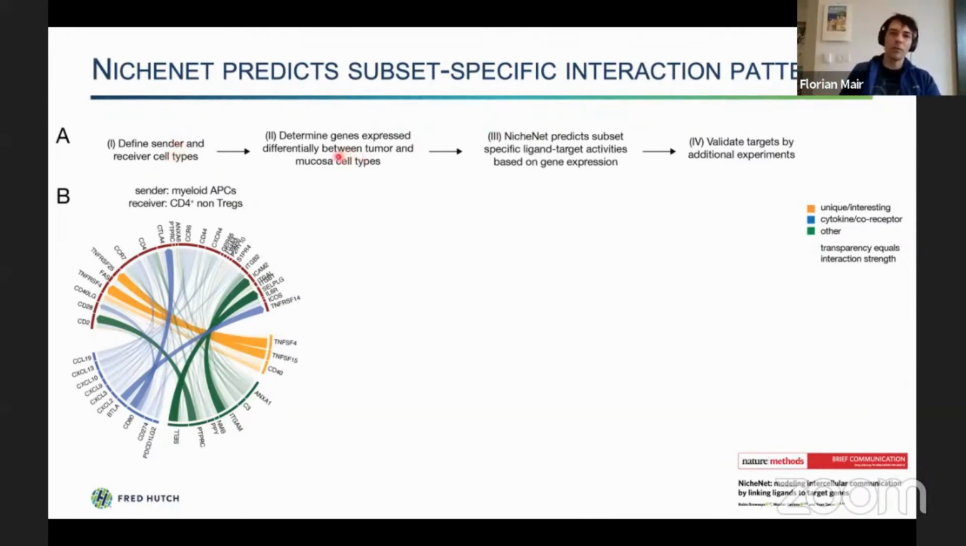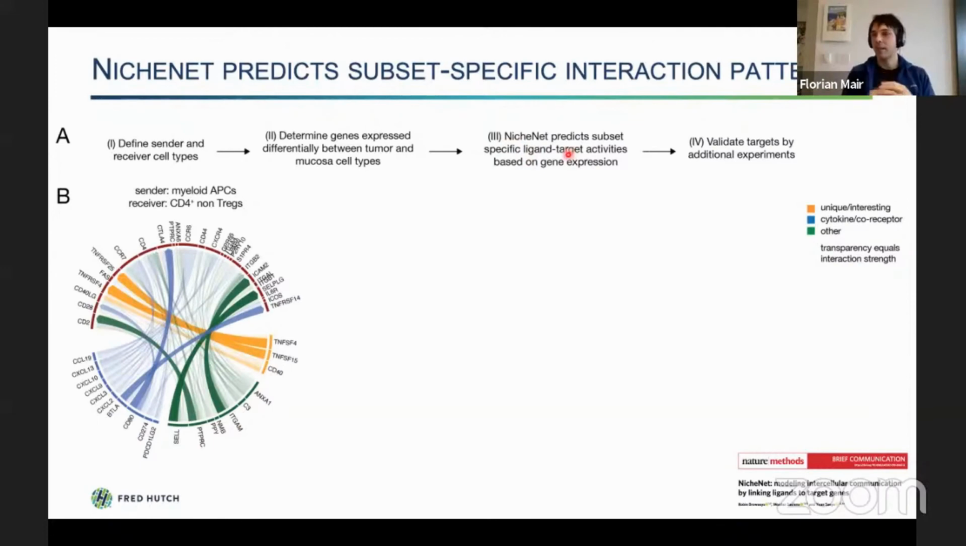Then you can also run a differential gene expression test, which in our case we ran between the tumor and mucosal cell types. And then NicheNet would actually look at the expression pattern of downstream target gene networks in order to infer the activity of a ligand target.